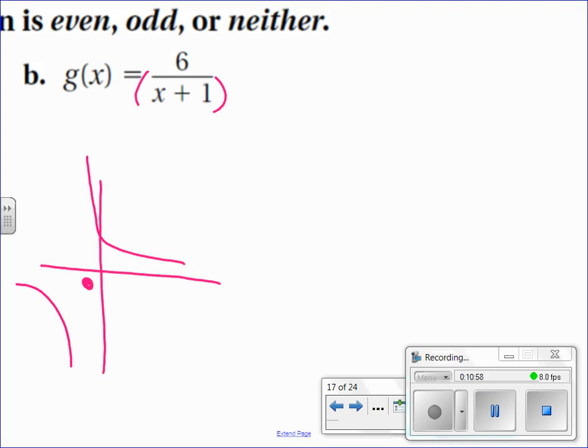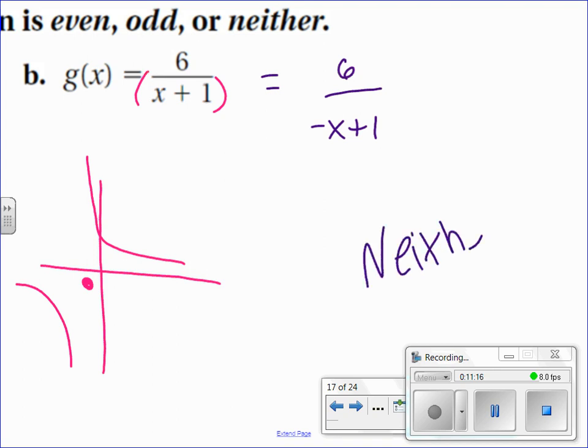I'll show you mathematically what happens as well. So I will plop a negative in for my x. It doesn't give me exactly the same thing, nor does it give me the opposite of what I started with. To be opposite, this would have needed to turn negative, and this would have needed to turn negative as well. Okay. This is a typical neither.